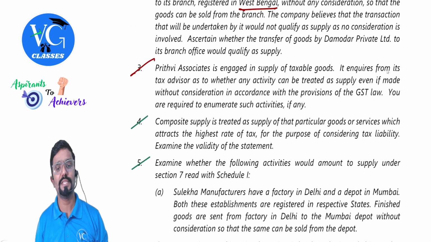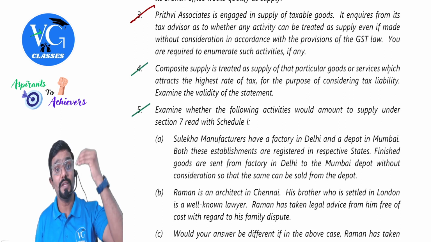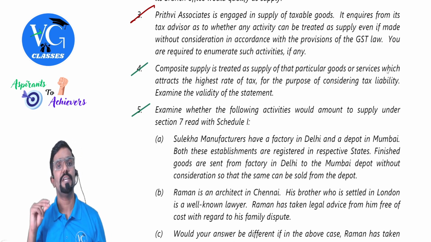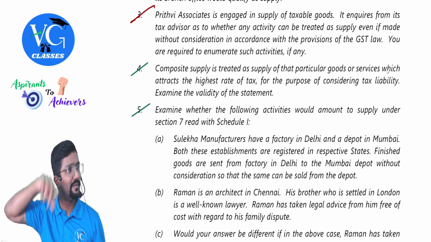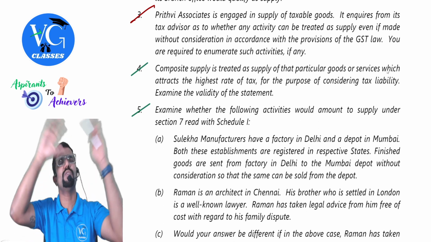Prithvi Associates is engaged in the supply of taxable goods. It inquires from its tax advisor whether any activity can be treated as supply even if it is made without consideration. In accordance with the provisions of GST law, you are required to enumerate such activities. Guys, we need to just explain 4 activities. See, the same question we saw in 3 different ways. In additional questions also we saw. One was a direct question, another one was a full build-up.